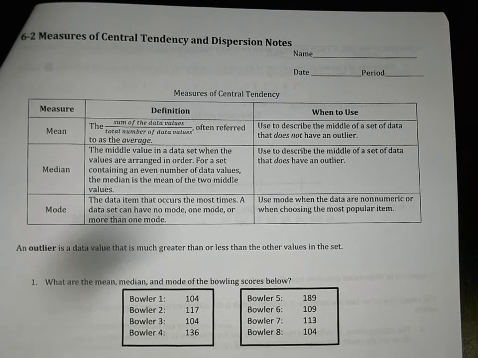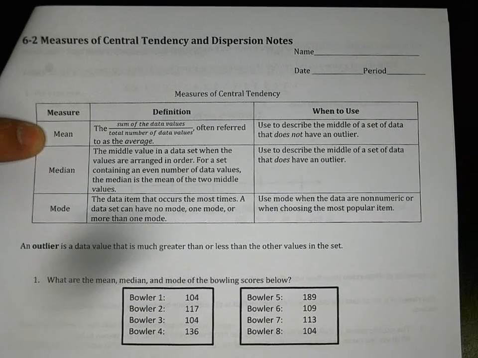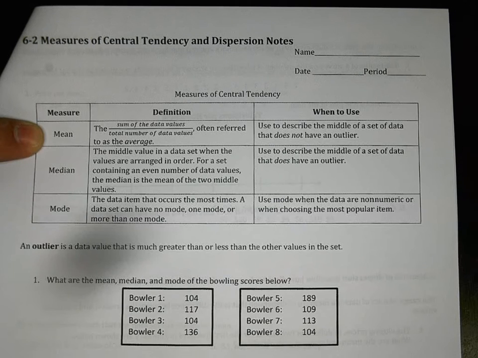All right, Math 1, Unit 6.2, Measures of Central Tendency. Measures of central tendency are mean, median, and mode. You've probably heard of those before. First, we'll start with mean. All right, mean is average. The mean is the sum of all the data values divided by the number of data values.